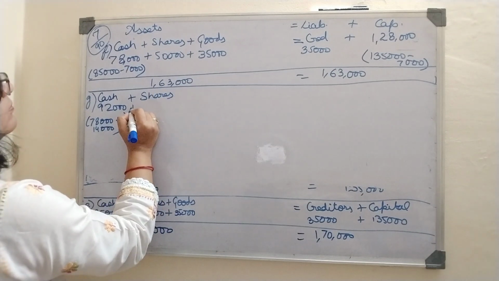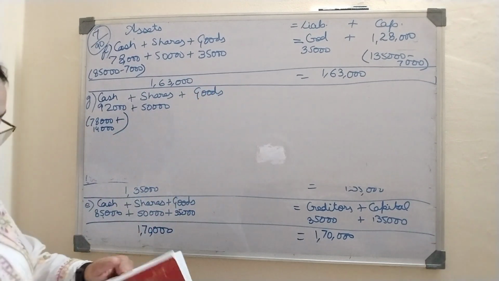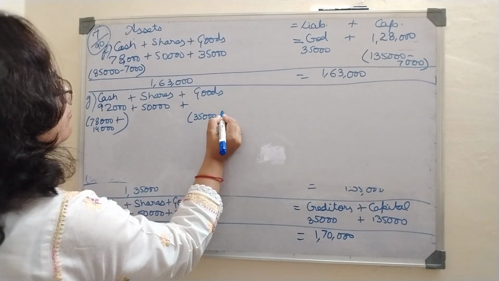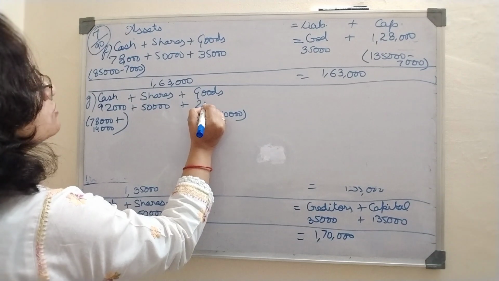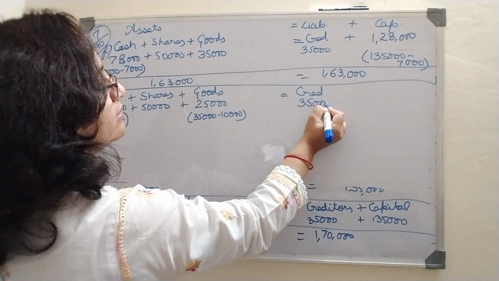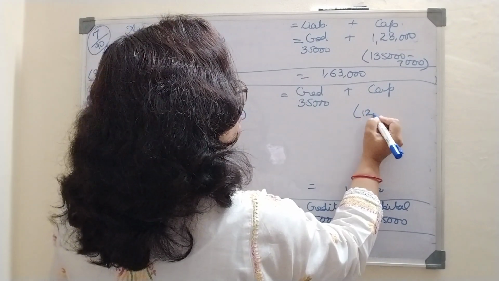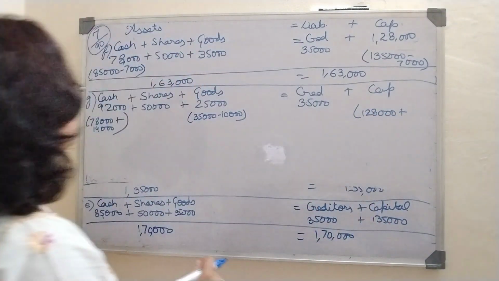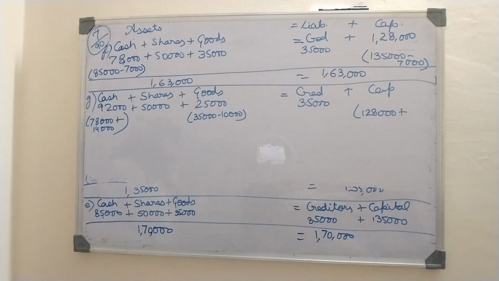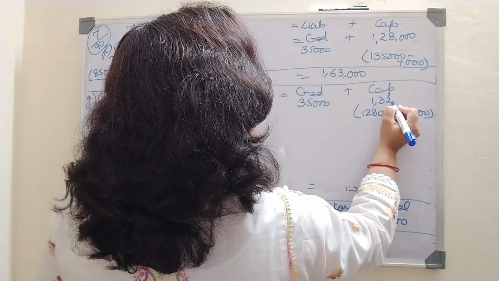Shares will remain the same. Now goods are sold, right? So goods, they were costing how much? 10,000. So actually 35,000 minus 10,000 comes to 25,000. And where will the profit go? Yes, you are correct. The profit will be added to capital. So 1,28,000 plus how much is the profit? 10,000 goods are sold for 14,000, so 4,000 is the profit. So we get 1,32,000.